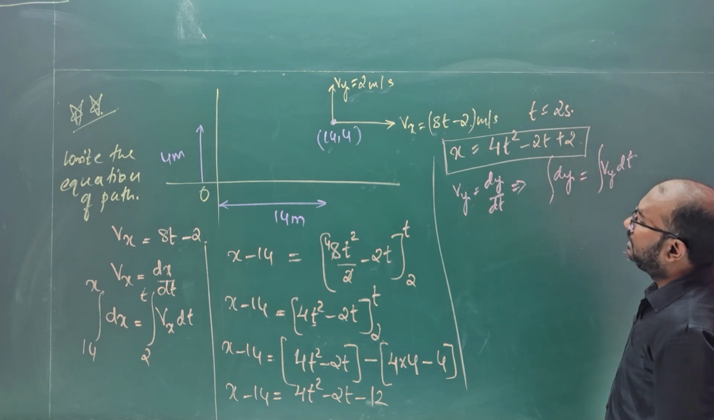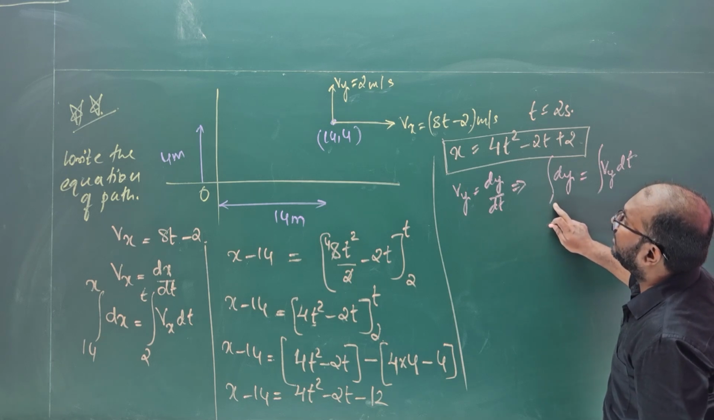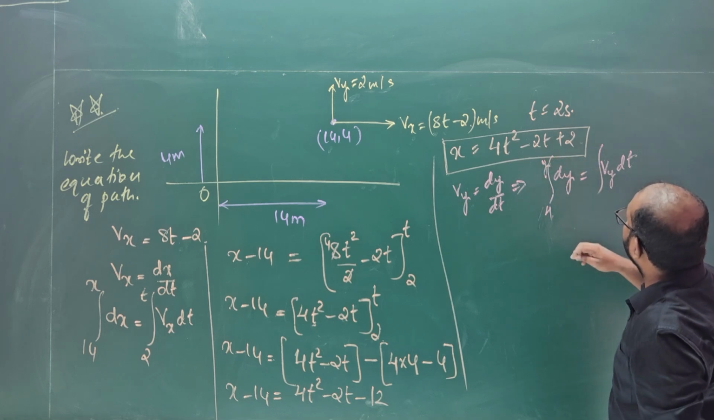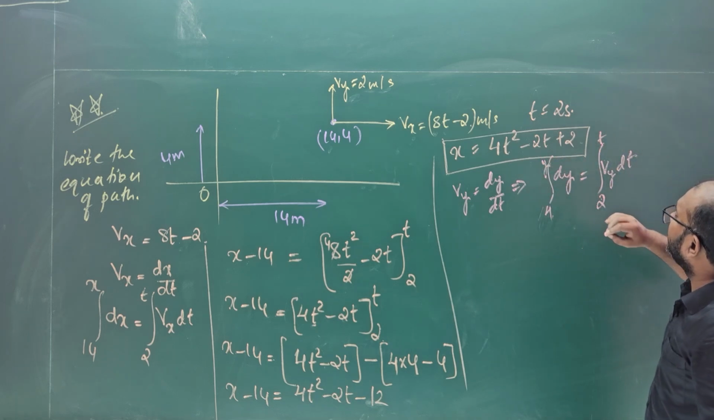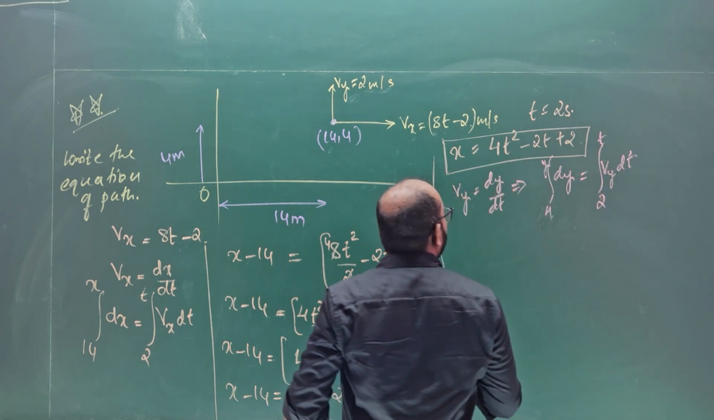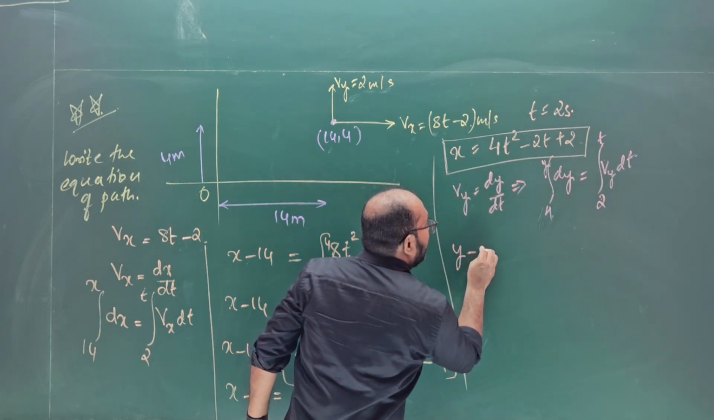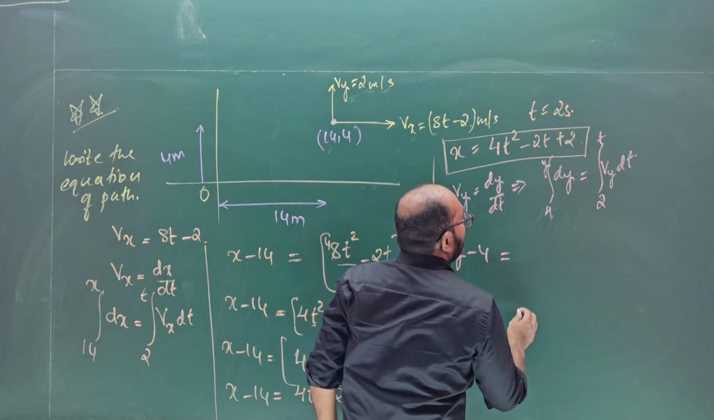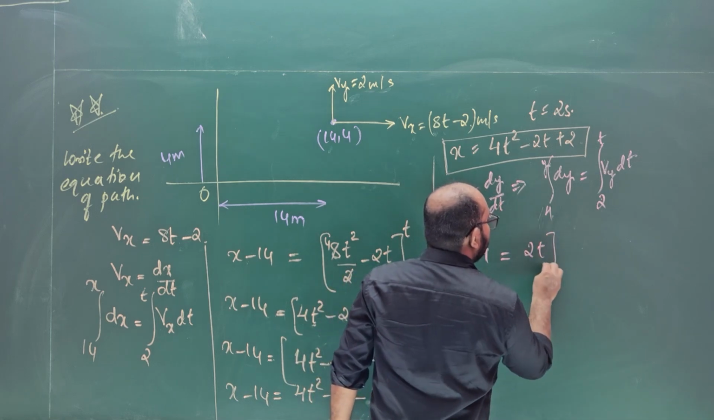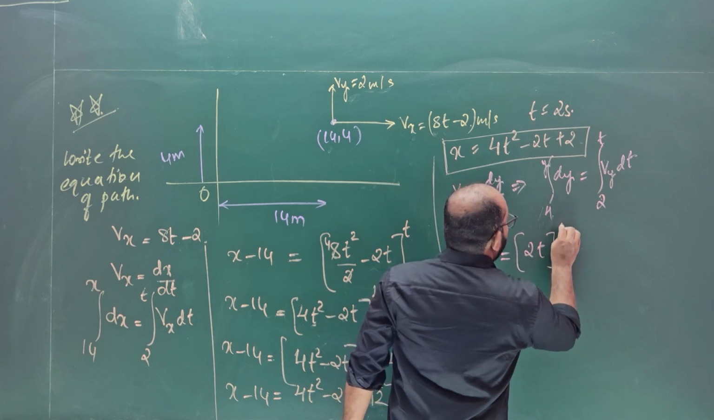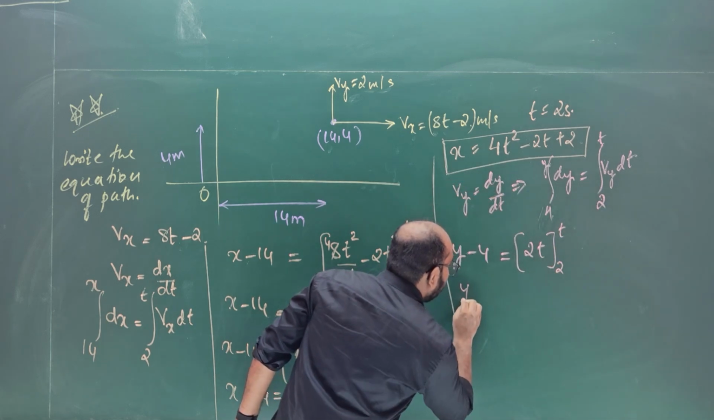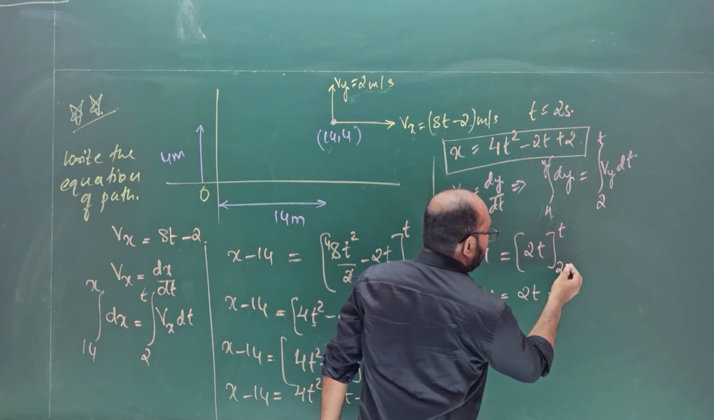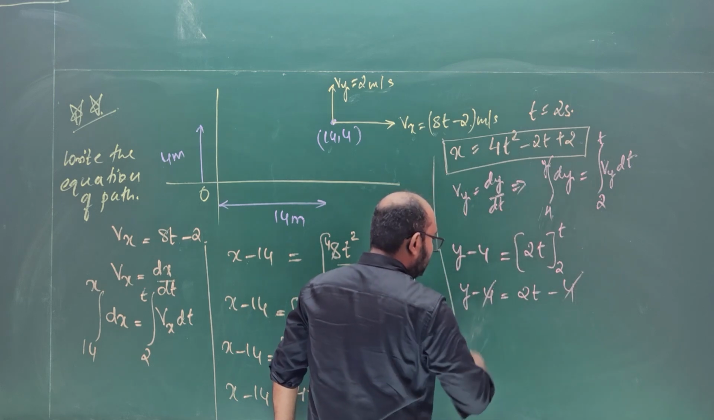Again integrating this. Integrating from what to what? Displacement in the y-axis is from 4 to y. This is your 4 and this is your y. Integrating this is from 2 to t. Now substituting the values. So y minus 4 is equal to Vy. Vy is how much? 2. So this becomes 2t. Upper limit is t, and lower limit is 2. So y minus 4 is equal to 2t minus 2 to the 4. Can I cancel this? Minus 4 and minus 4.